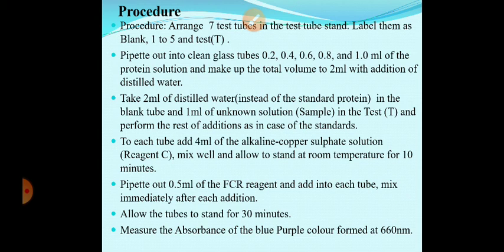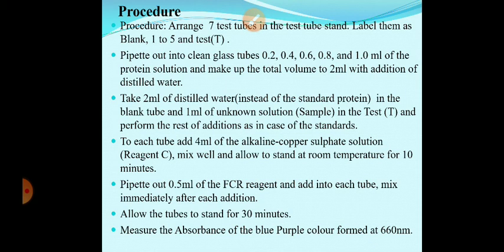Now using a clean and dry glass pipette, all test tubes should be clean and dry, no traces of water, no traces of any soap or detergent. Now pipette out 0.2 ml of working BSA solution in the first test tube, test tube number 1. In test tube number 2, 0.4 ml, test tube number 3, 0.6 ml, test tube number 4, 0.8 ml, and 1 ml of bovine serum albumin protein solution in test tube number 5.